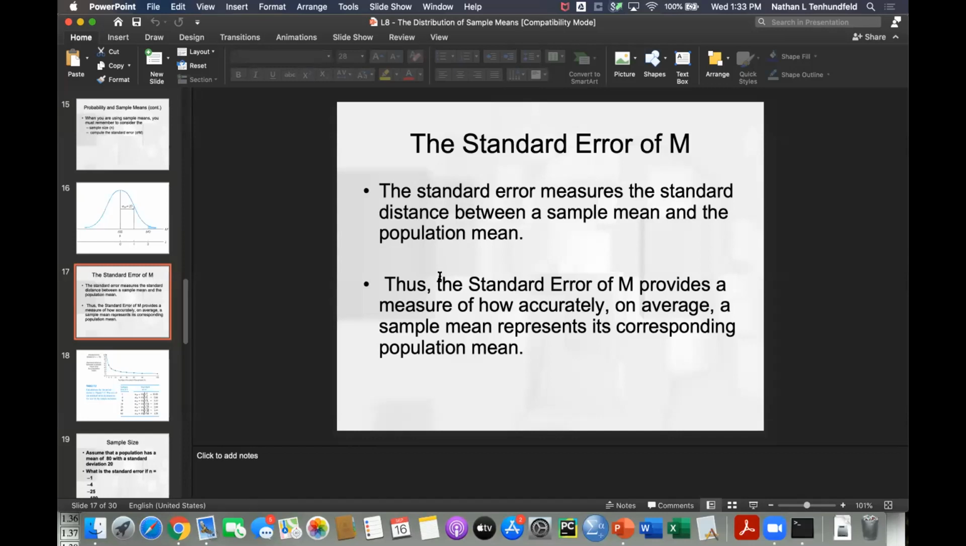Right? So last time we talked about the probability of an individual data point. What is the probability that you're going to get a data point here or higher, for example, given this known population? Now we're saying, what is the probability that you would get this sample mean, given everything we know about the population, if the sample is in fact representative of the population?